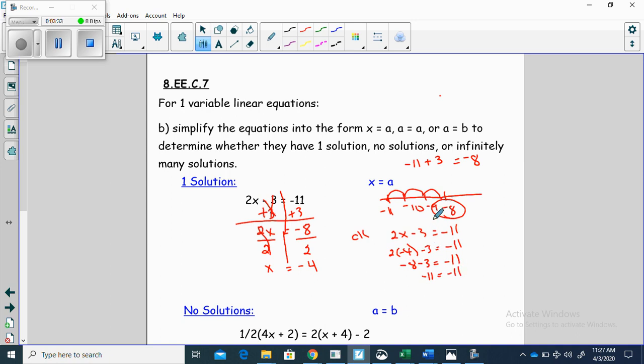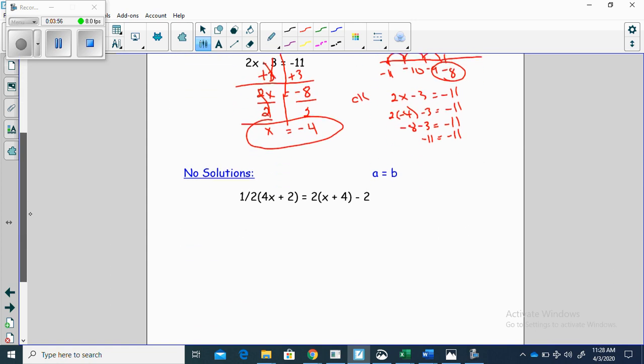This is true. Now notice, at the end of this, we got x is equal to negative 4. We said if we get to the end and we say x is equal to a number, then we have one solution. That one solution is negative 4.